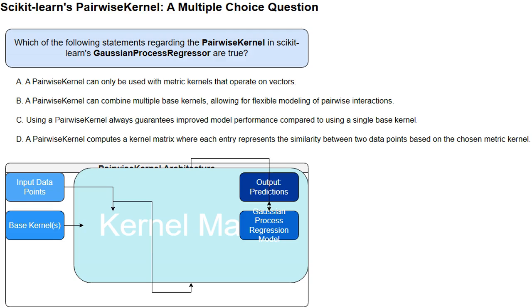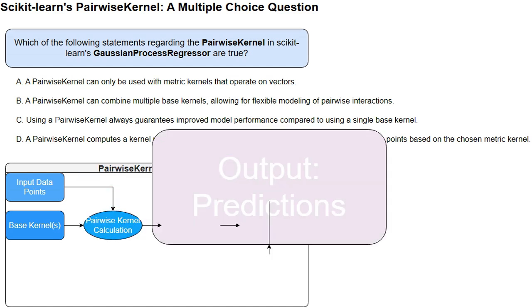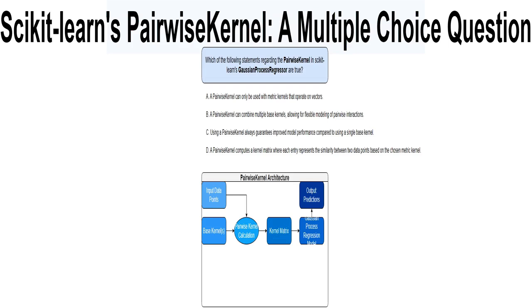This is a statistical model that uses the kernel matrix to build a prediction model. I use the kernel matrix from the PairwiseKernel as an input to the Gaussian process regression model for prediction. This is the final result, the model's predictions based on the relationships identified by the PairwiseKernel. Think of this as using the relationship map to answer questions about the data, such as predicting values for unseen data points.